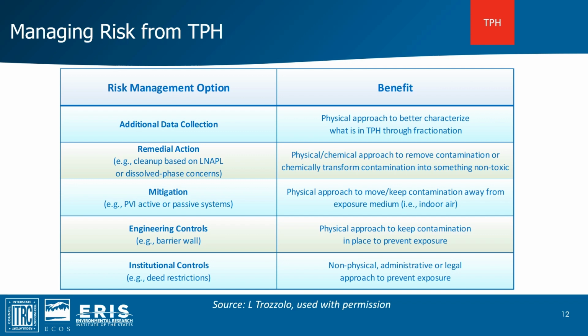And finally, institutional controls are administrative or legal agreements that can be exercised to prevent exposure. This could be a deed restriction to prevent groundwater use or prohibit groundwater well installation to keep people from drinking groundwater.